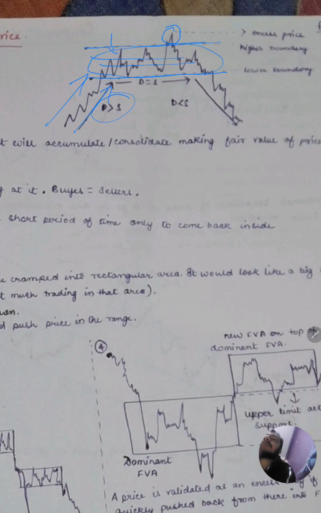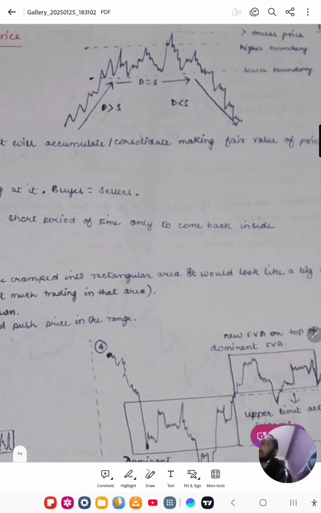And so this is the fair value of price. Here the demand was in line with supply, and when it has come down, we can see this happens because supply exceeds demand. More people are willing to sell than there are buyers. Okay, so that was all for the fair value area.